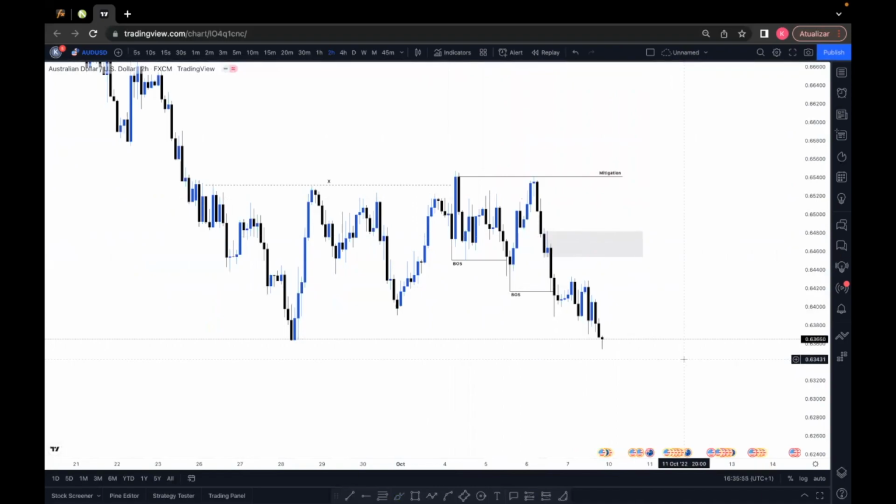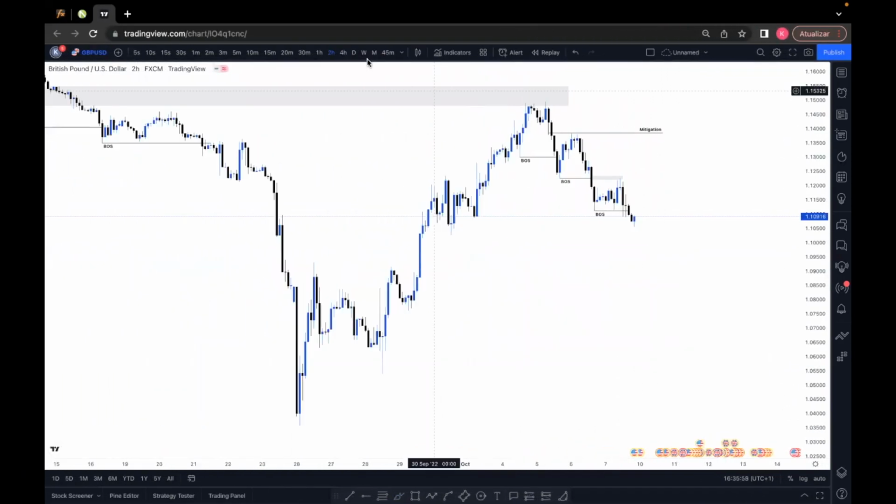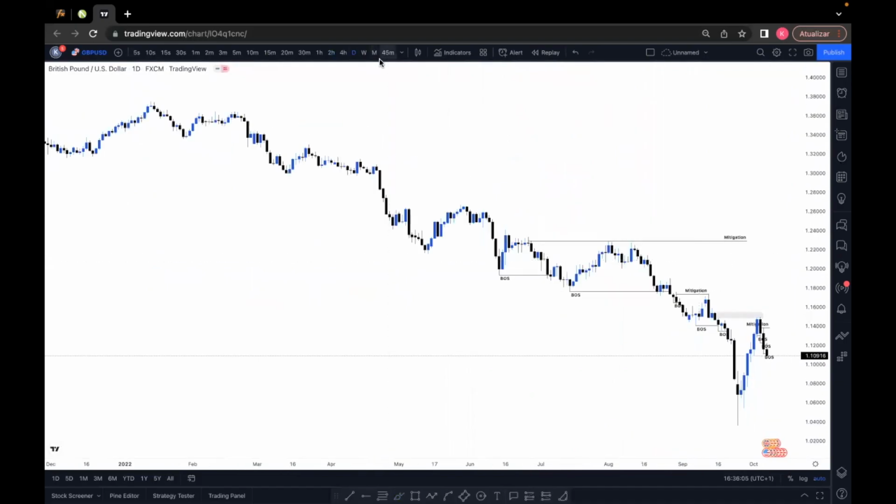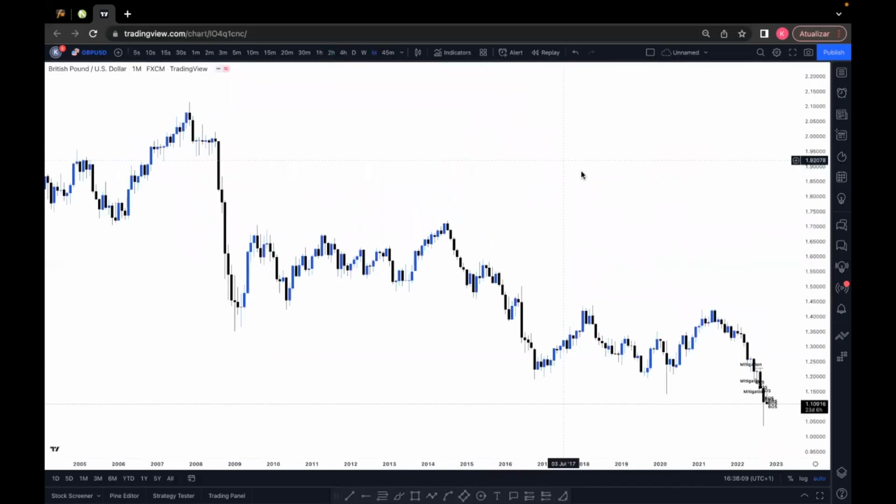We can move to another pair. GU, right? So GU, we can start from the daily time frame, right? And we can start from the monthly time frame just to do a quick analysis on it.